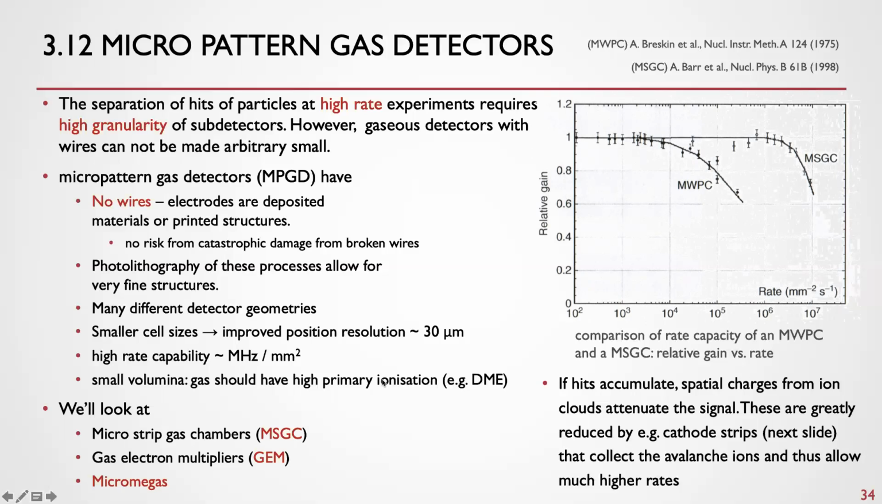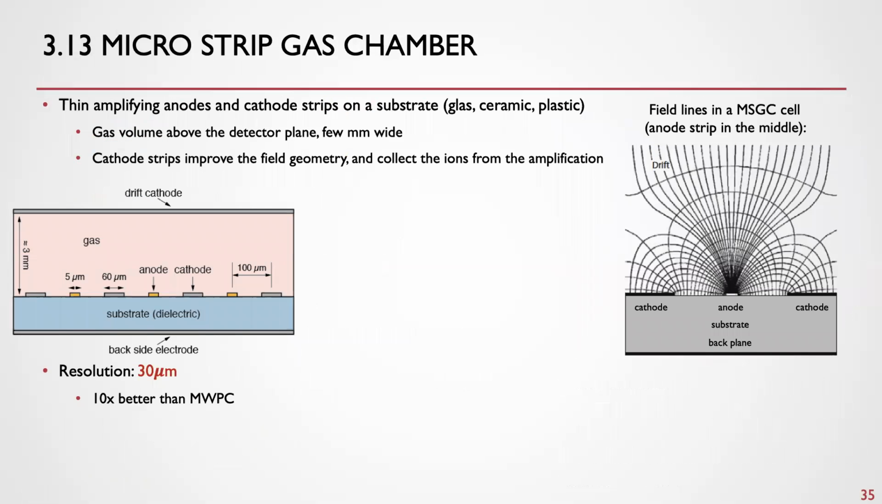We look at microstrip gas chambers. These are the MSGCs, gas electron multipliers, and micromegas. The ideas are simple and similar behind the three. Still, I think it's an ingenious use of technology that's available in the industry. So we start with microstrip gas chambers.